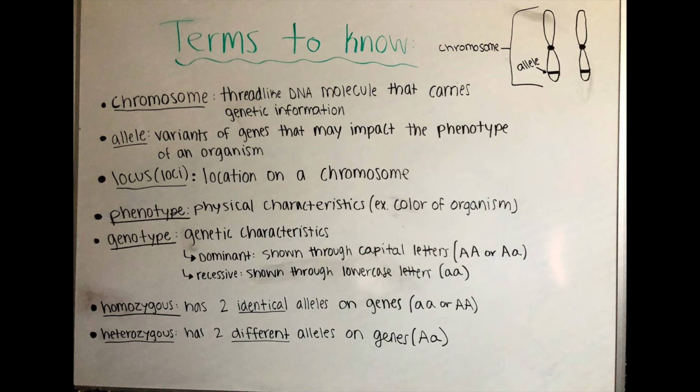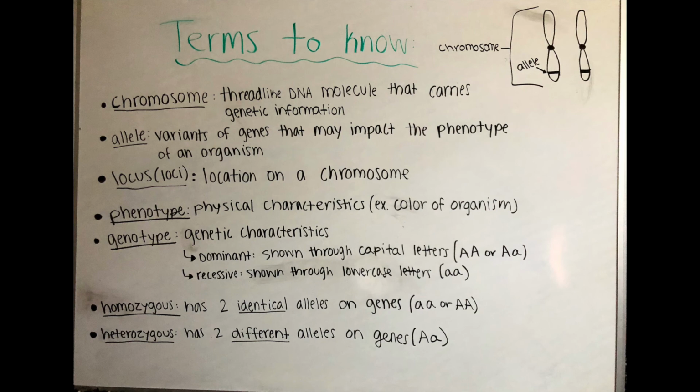Genotypes are genetic characteristics in which there can be dominant or recessive genotypes. Dominant ones are shown through capital letters like big A, or big A heterozygous. Recessive genotypes are shown through lowercase letters such as little a. Genotypes can be homozygous or heterozygous.